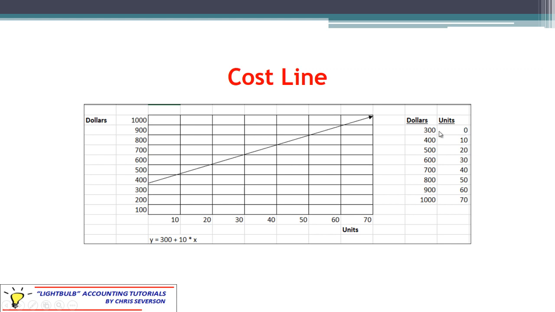So if you go over to our chart here, this is actually the chart that drew this line. At 0 units, we have $300 in cost. At 10 units, we have $400 in cost.